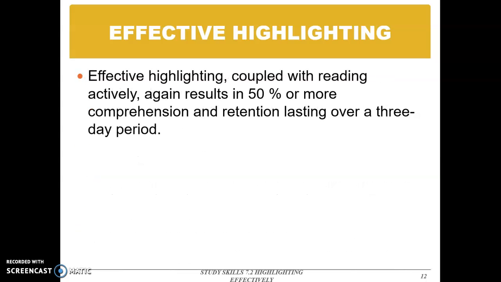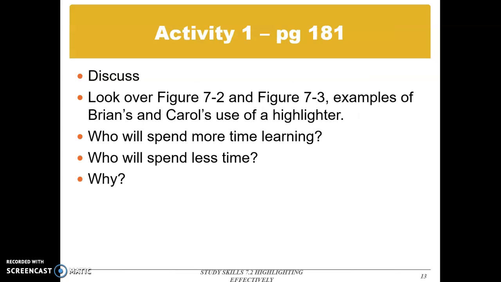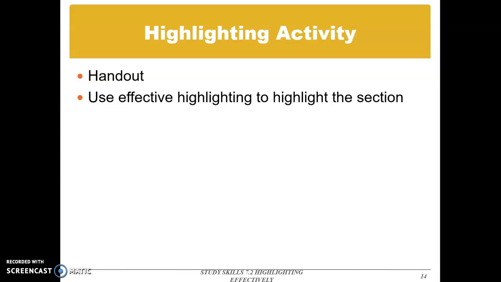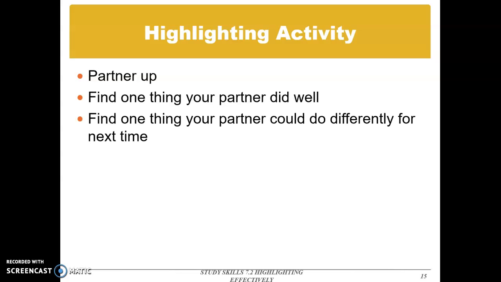Now, effective highlighting coupled with reading actively is going to result in 50% or more comprehension and retention over a 3-day period. If you notice, that percentage is the same as active reading. Really, what's going to make the difference is, let's say with our active reading, we have 60% comprehension and retention. Well, now when we add in that effective highlighting, that might bring us up to 70% of comprehension. And so it's going to make a difference when we're combining two skills.